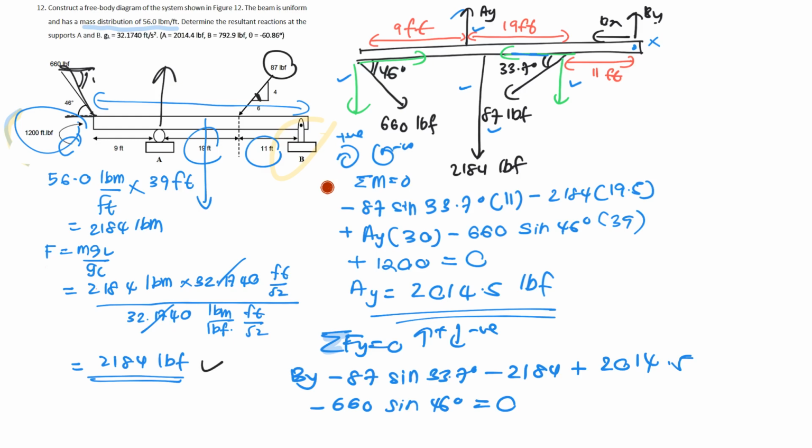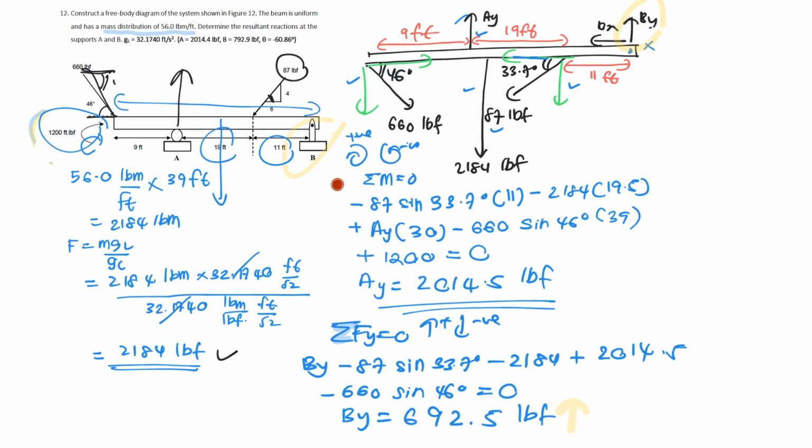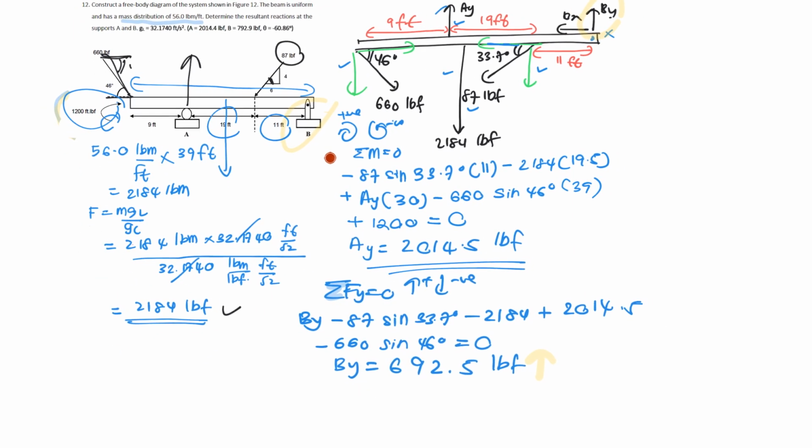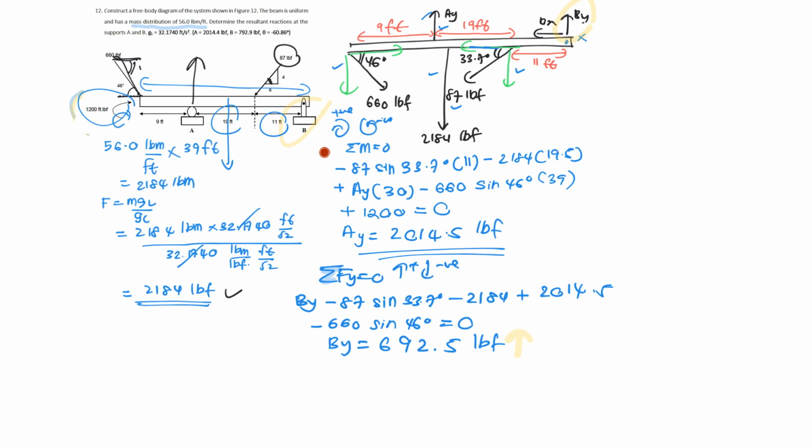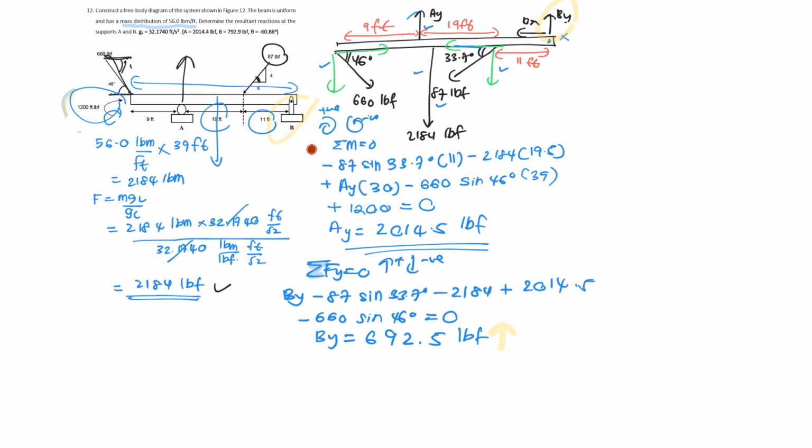Okay, so supposedly for the By, my answer is positive, which means that my answer is correct. My assumption is correct. So I get 692.5 pound force. When I get positive, it means my assumption here is correct, upward. Okay, next one. I need to have some space here, so I need to shrink the questions a little bit. That's the reason why I don't have much space.